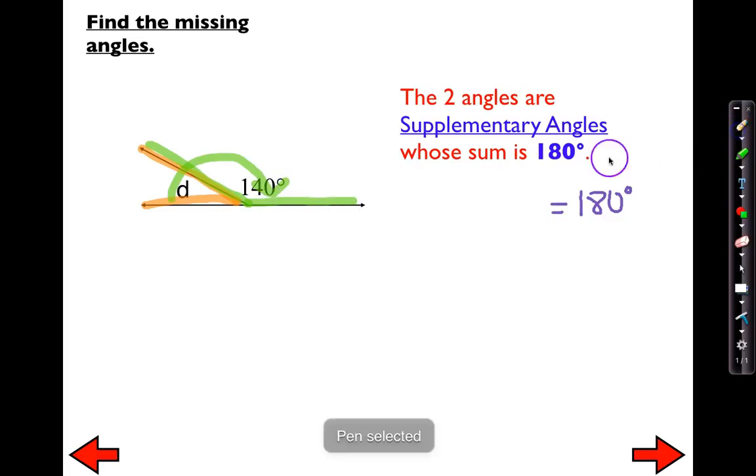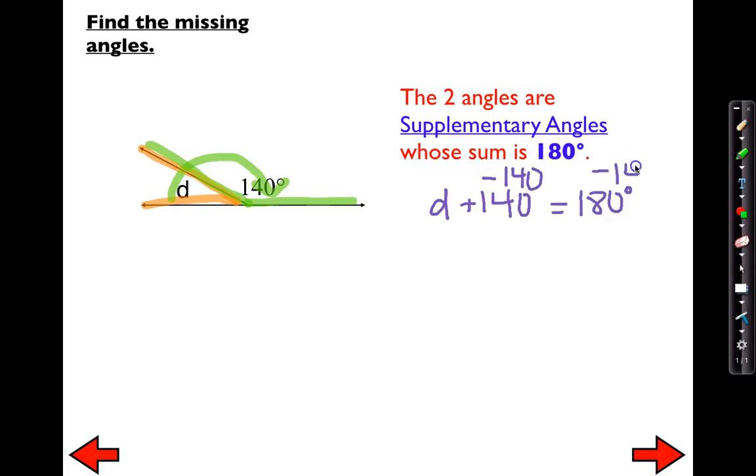Okay, so let's go ahead and set it up as D plus the 140 degrees equals 180 degrees. So in order to solve for D, we're going to do the inverse operation, which is to subtract 140 from both sides, leaving me with D equals 40 degrees. So I'm going to say as my final answer, D equals 40 degrees.